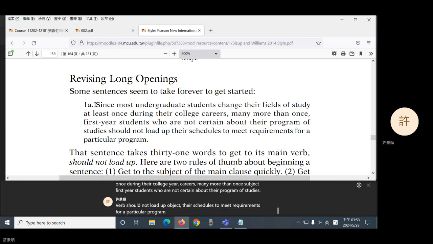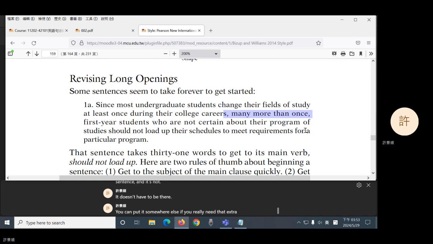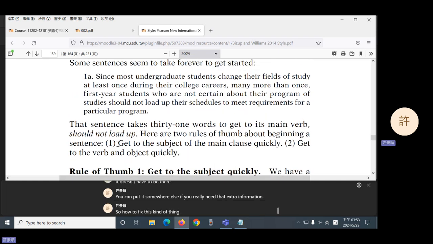Whew. So this is what the author calls an interruption. It's extra information that the writer shoves into the middle of the sentence, and it doesn't have to be there. You can put it somewhere else if you really need that extra information. So how to fix this kind of thing? Rule one, get to the subject quickly. Rule two, get to the verb and object quickly.